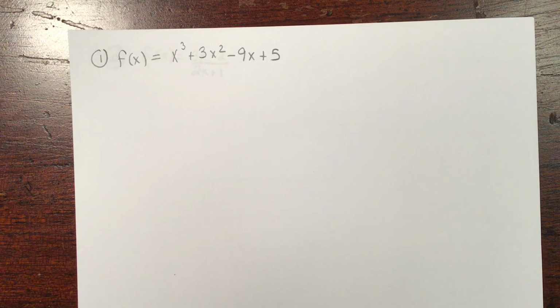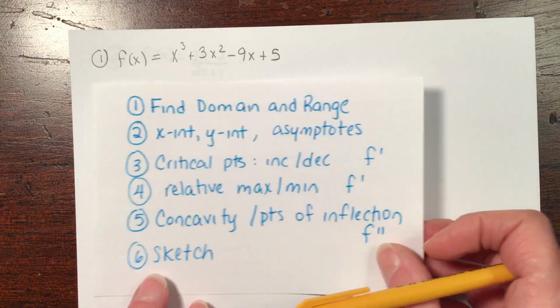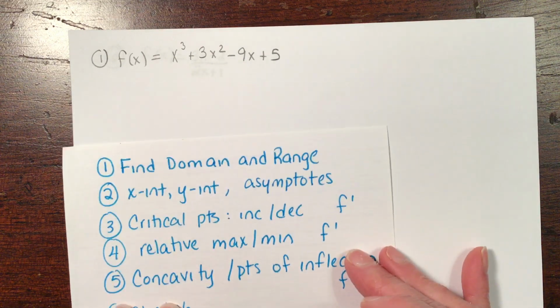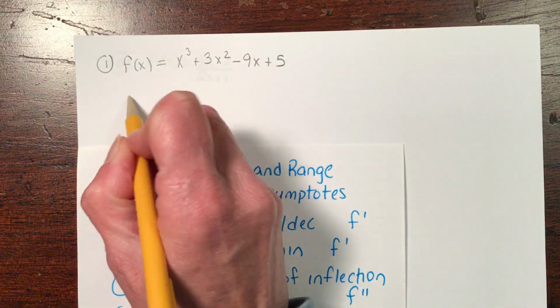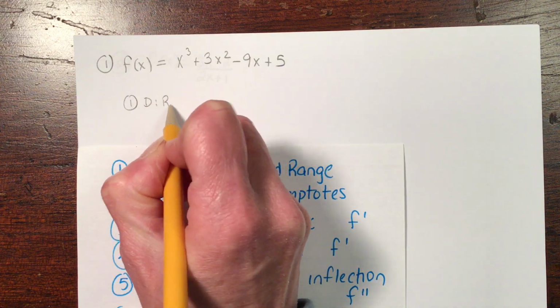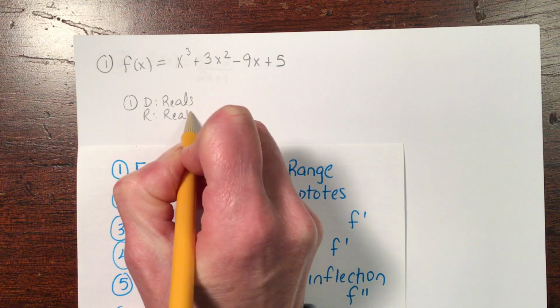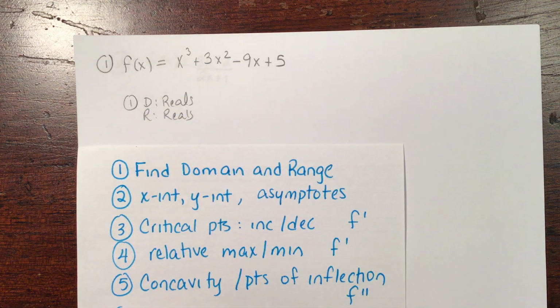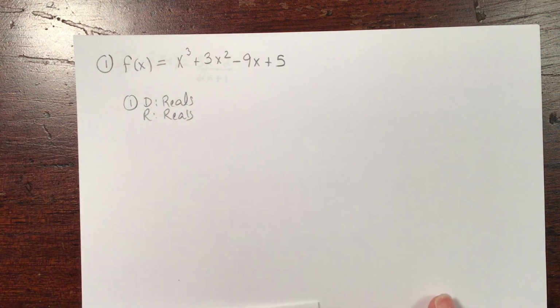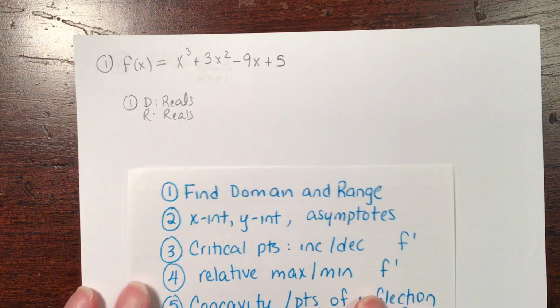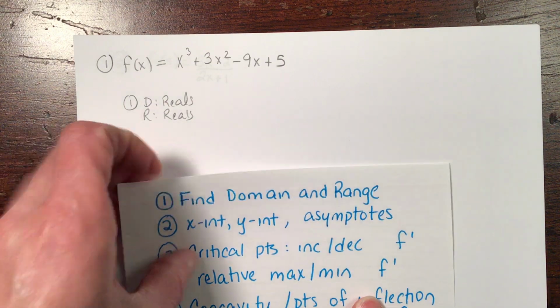Now remember, we're going to find the domain and the range. Well, when I look at this, it's a polynomial. My domain is all reals. My range is all reals. So basically what that tells me is I don't have any real issues here. My next step is going to be to find the x-intercepts and the y-intercepts.